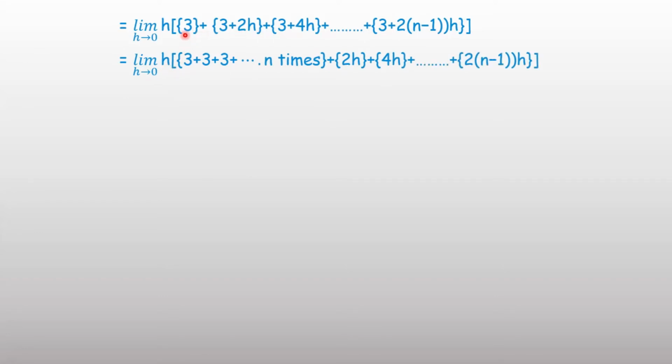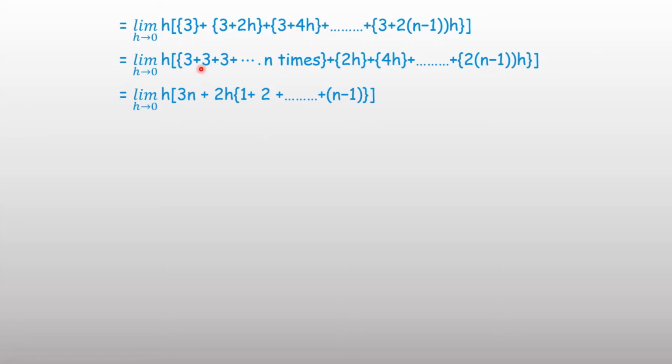There are how many terms? 1, 2, 3 up to n terms. Means addition of 3 n times, plus in the first term there is no term of h. Here 2h, 4h up to 2 into (n minus 1)h is written here. The collection of the first term in every term is written. Then second. Now next step, addition of 3 n times.